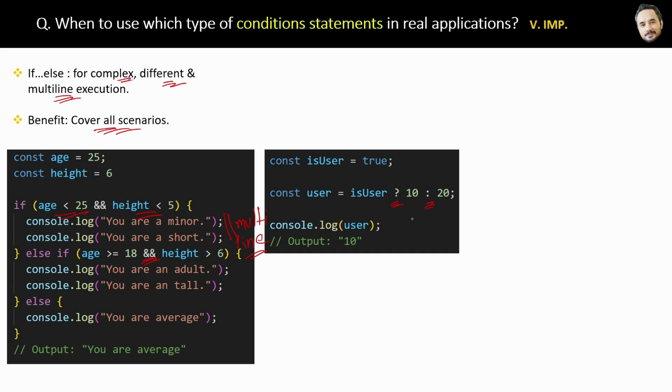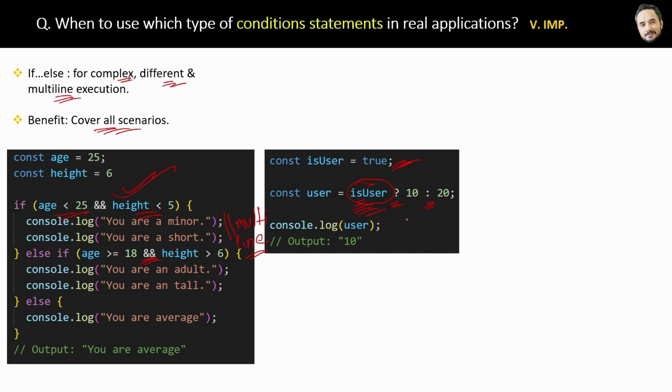The second type of condition is ternary operators. Here you can see this is user equal to true. The requirement of a ternary operator is that the condition should be very simple and short. Then only ternary operators are good. Now, if it contains multiple and, multiple or, greater than, lesser than, this kind of conditions, then it is better to use the if else condition, not the ternary operator. Otherwise, it will become very difficult to read.